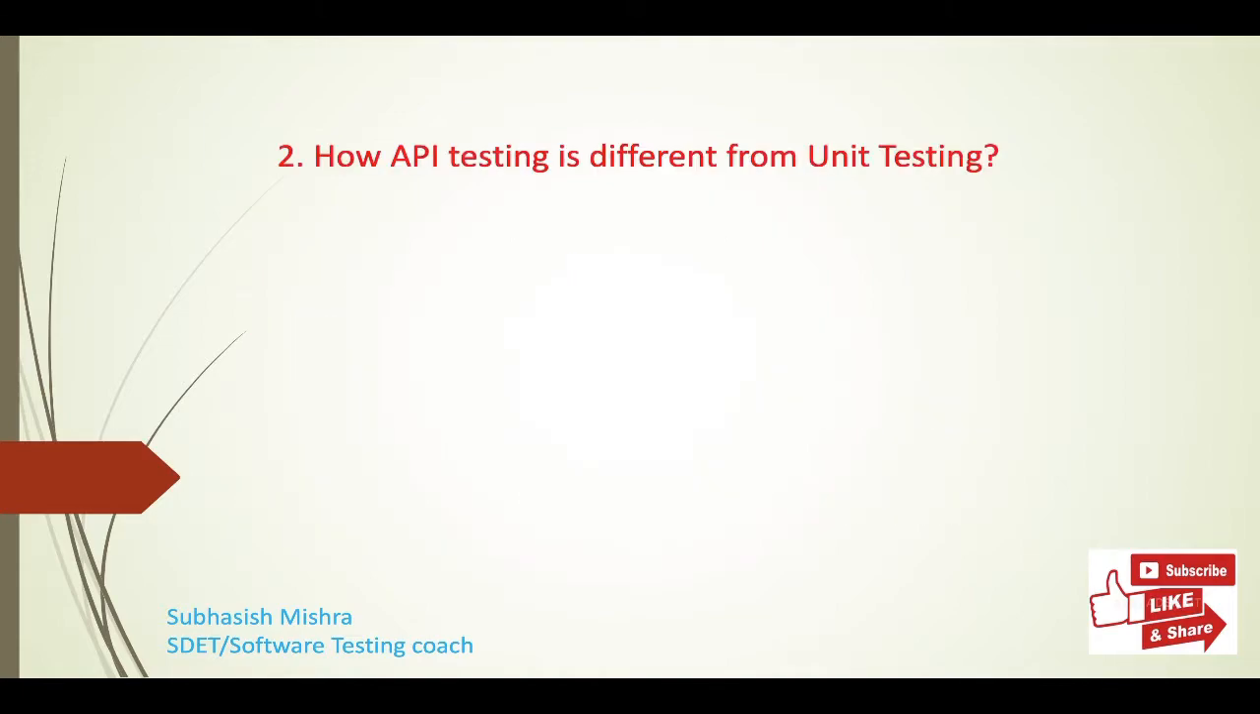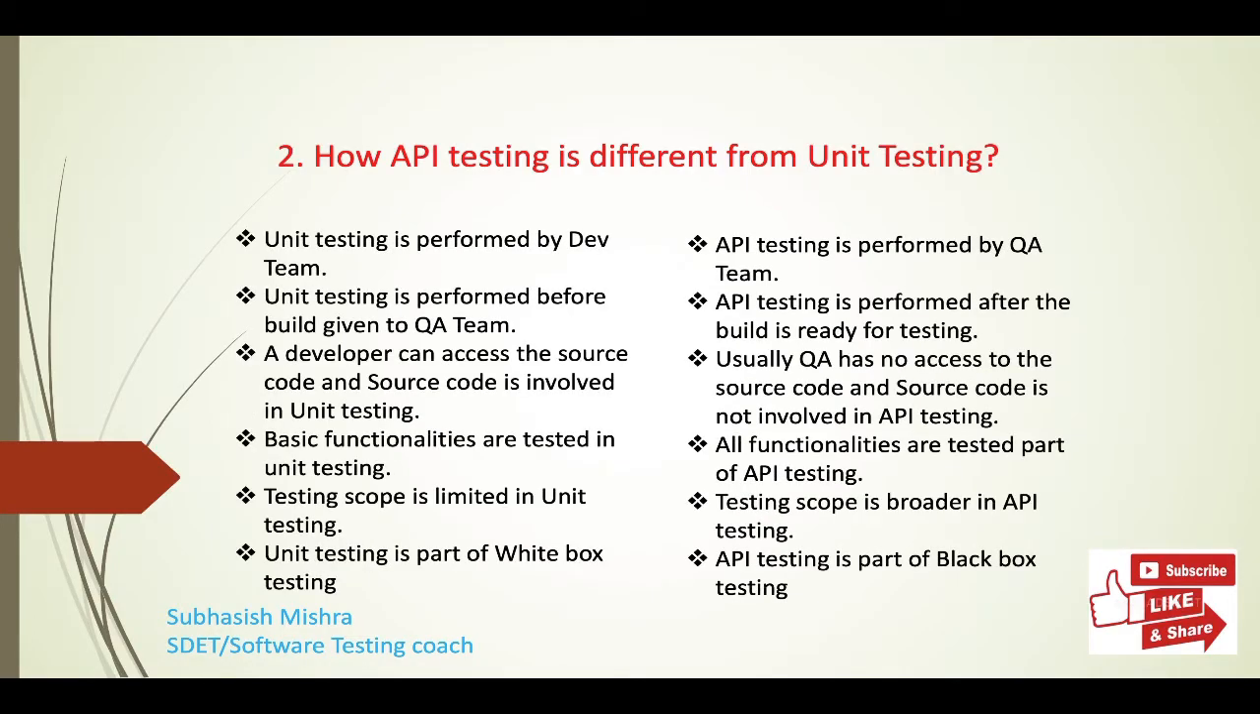How API testing is different from unit testing? This is again a very common question most of the interviewers ask. So unit testing is performed by dev team, where API testing is performed by QA members. Unit testing is performed before build given to the QA team. API testing is performed after the build is ready for testing. So once unit testing is done, your build is deployed, then you perform API testing, right?